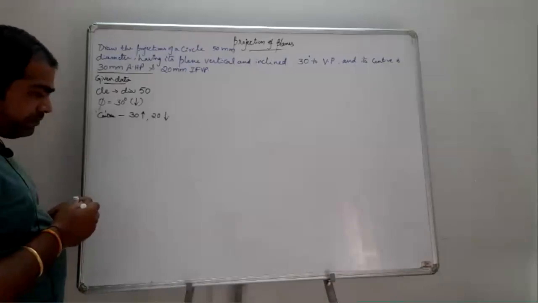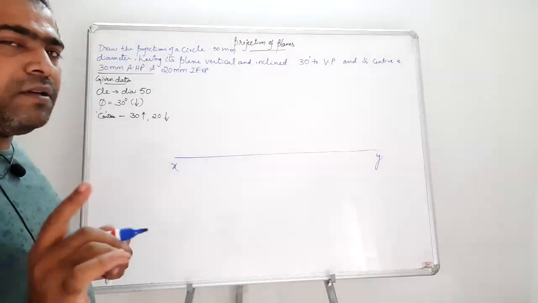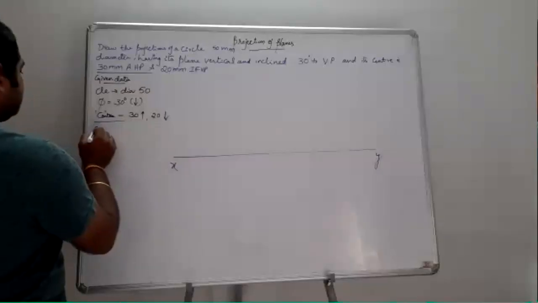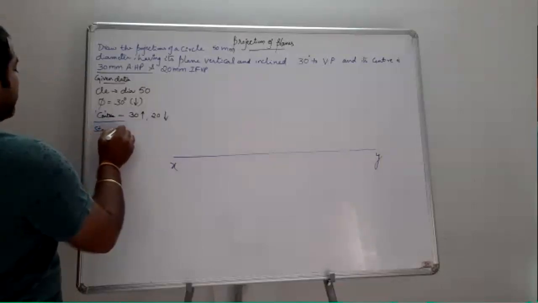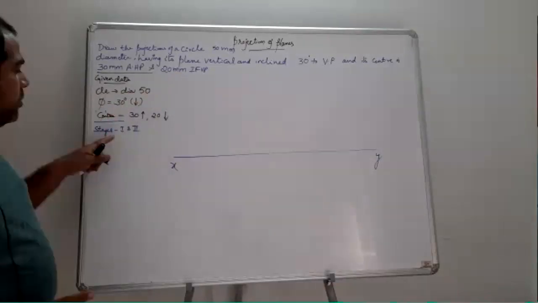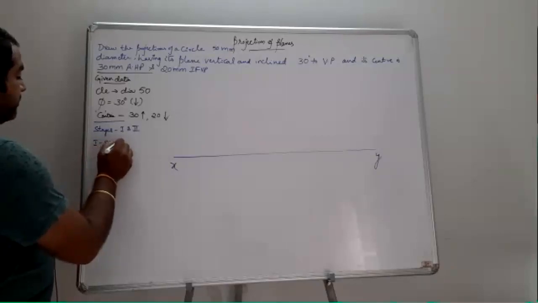Okay, now let us see. First of all, I just draw my XY line. First stage, stage 1, stages 1 and 2. Since it is inclined to one plane, the problem is to be completed in two stages. So stage one is the simple position.